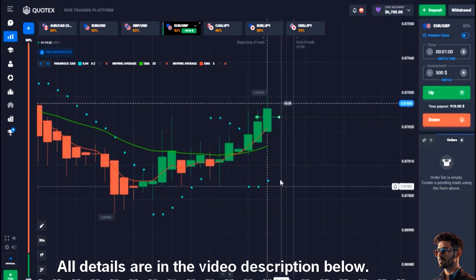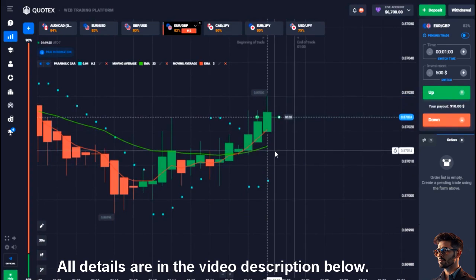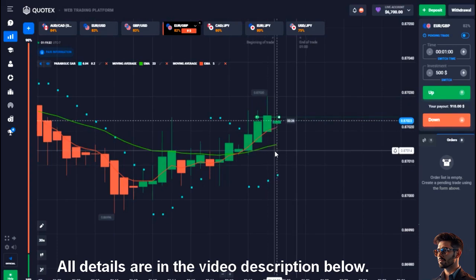Also make sure that you are taking your trade on a very strong candlestick. Make sure that the candlestick you're placing your trade on is a very strong one that gives you a strong confirmation of a trend before you enter a trade.